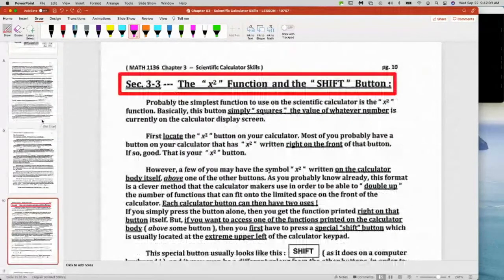But back here, just a short one here. We're going to talk about this one here. So we're just talking about how you do something like the squared. So how do you do 4 squared on your calculator?